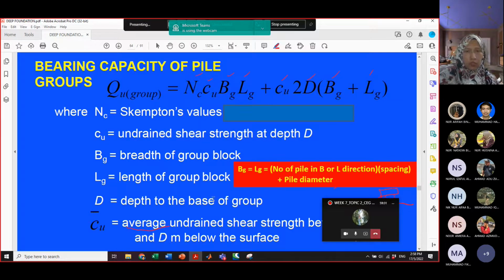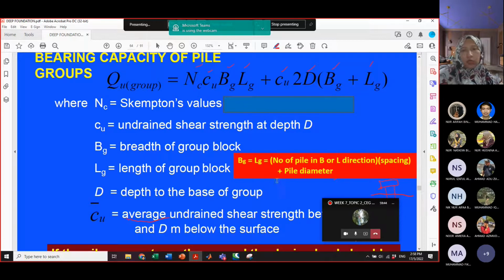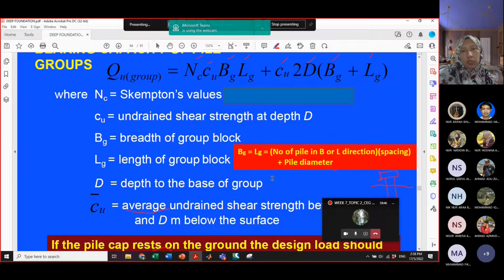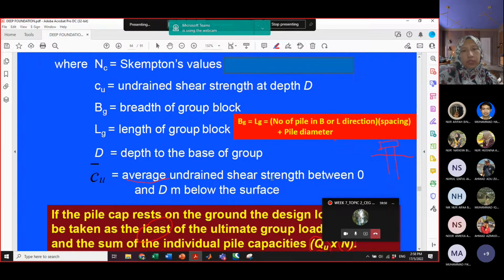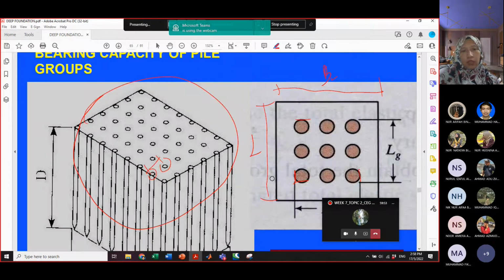So the same explanations mentioned just now. The only part is that BG LG ni adalah number of pile in B or L directions of the spacing plus dengan the pile diameter. So itu yang dia bagi some idea lah macam mana nilai BG tu sama dengan 3 meter ke ataupun sama dengan 2.5 meter. Okay, yang ni it says that kalau you kira daripada center to center of the pile, yang tu kita panggil spacing of the pile.